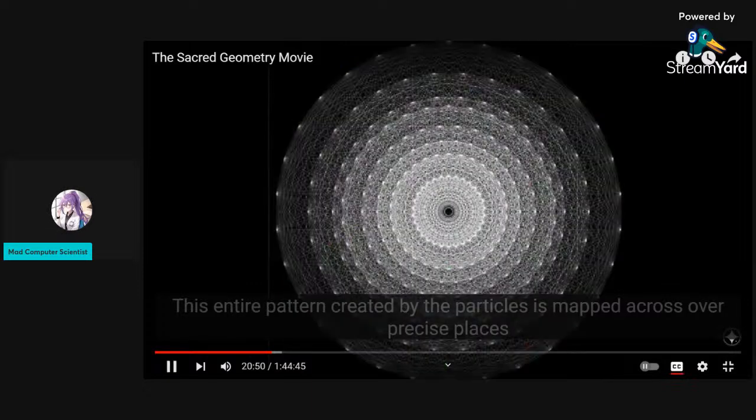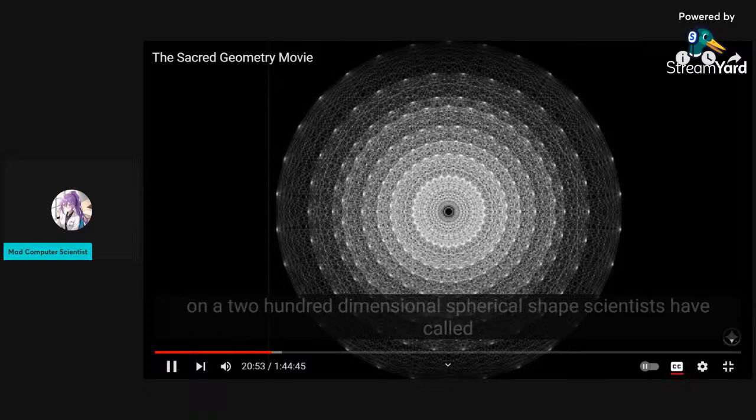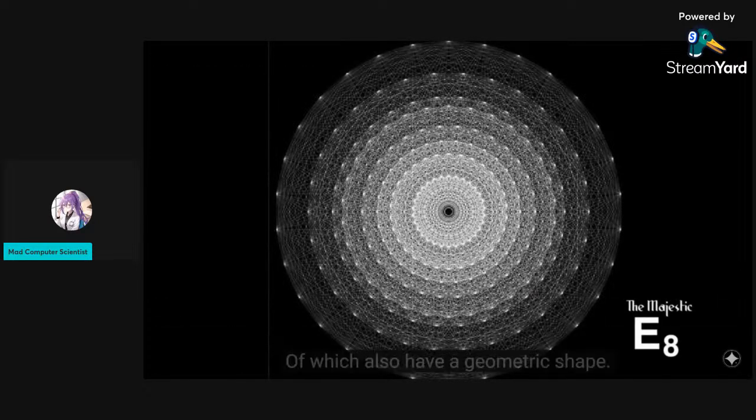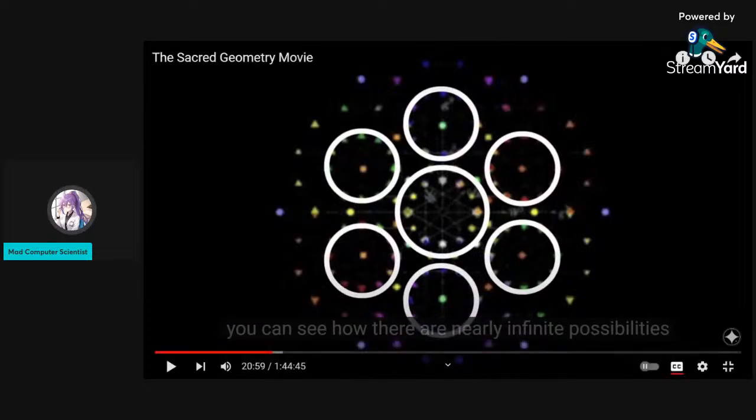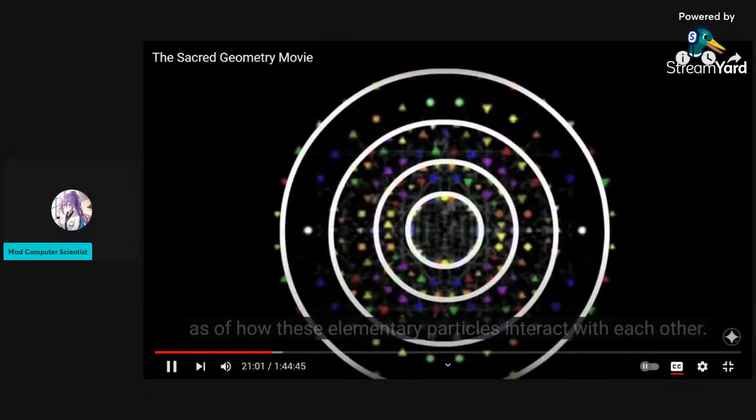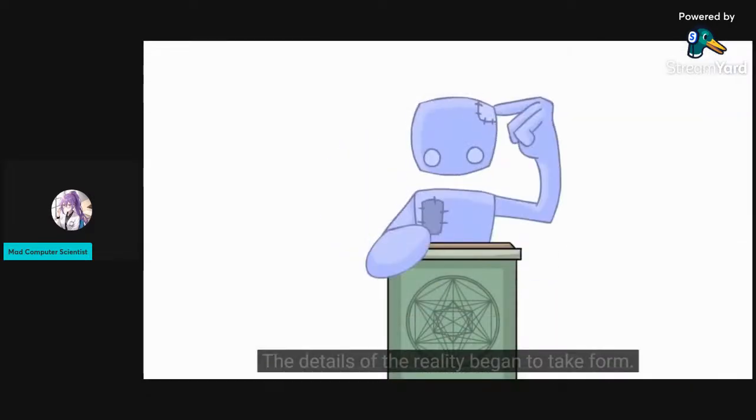Is mapped across over precise places on a 200-dimensional spherical shape scientists have called E8, of which also has a geometric shape. By rotating that shape as well, you can see how there are nearly... You mean something that can be represented as a geometric shape has a geometric shape? Wow! I think you should go publish that somewhere. Infinite possibilities as to how these elementary particles interact with each other. The details of the reality begin to take form.